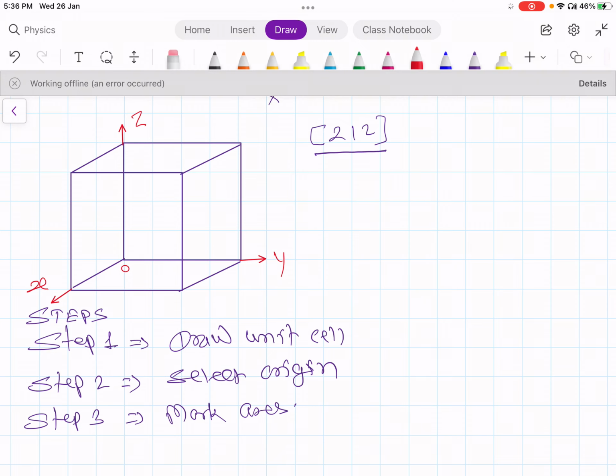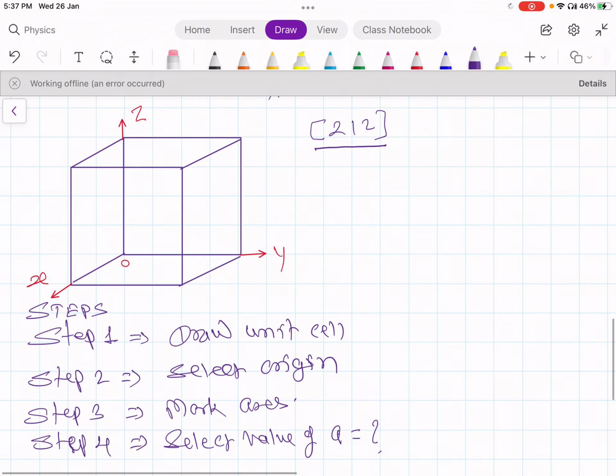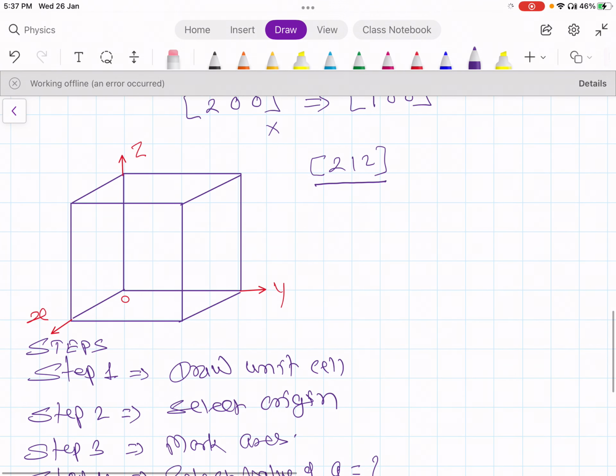Then a very important step is step 4. In step 4, you have to select the value of a. How much should a be? That we have to select. Remember that in the case of Miller planes, a is always 1. But in the case of directions, select a equal to the maximum index.